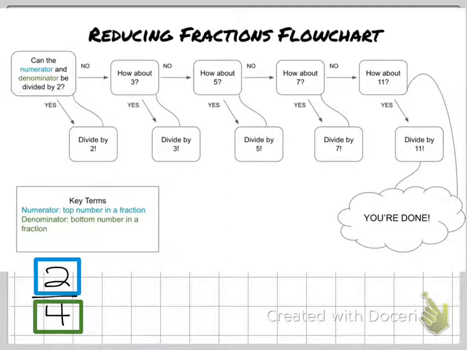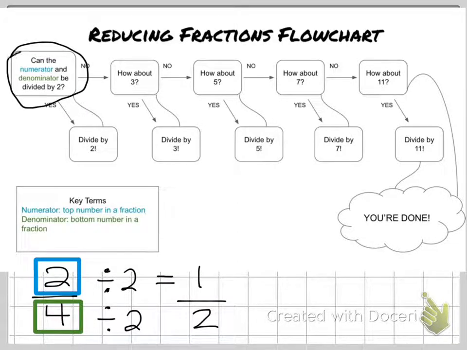So I'm going to go ahead and check that out. So 2 divided by 2, that equals 1. And 4 divided by 2 equals 2. So I am in this box right here. And yes, it can be divided by 2. So because it can be divided by 2, I did divide by 2.